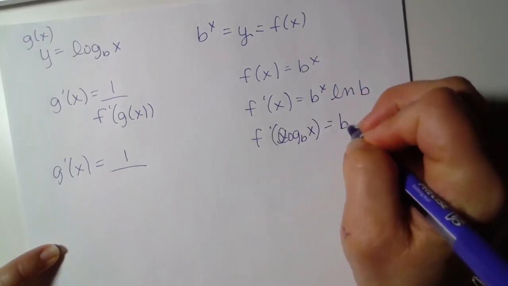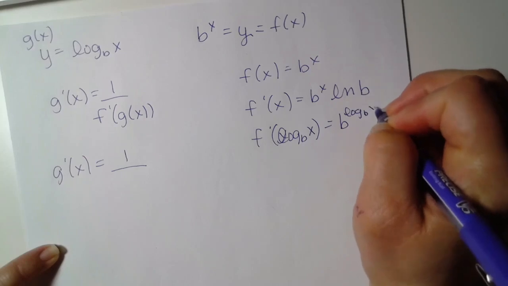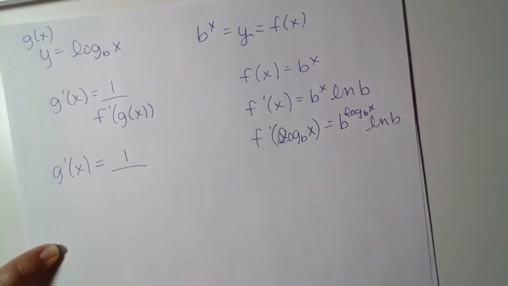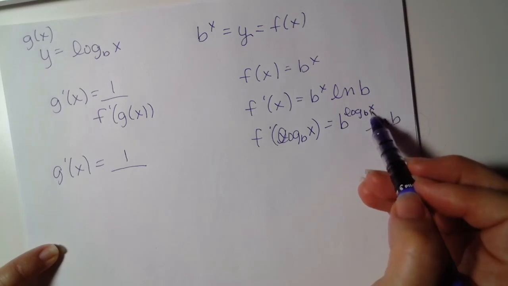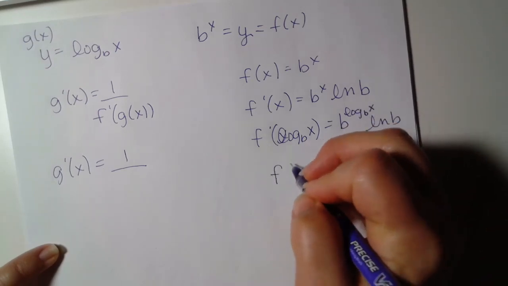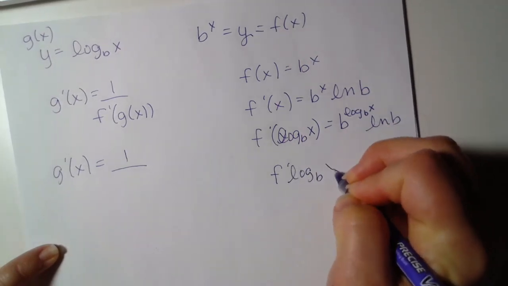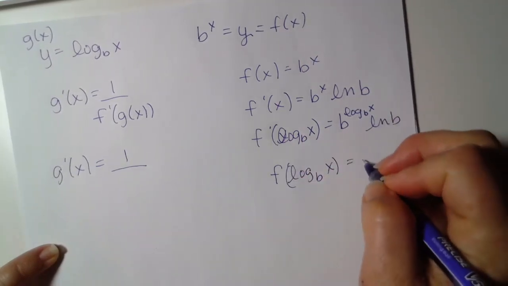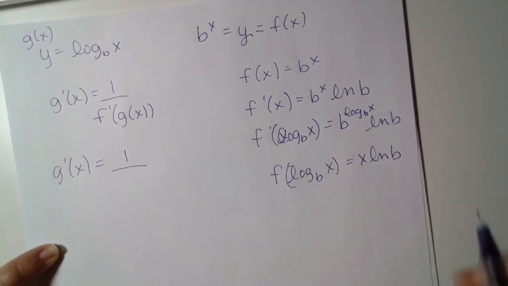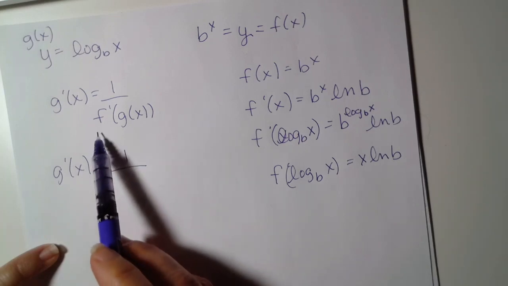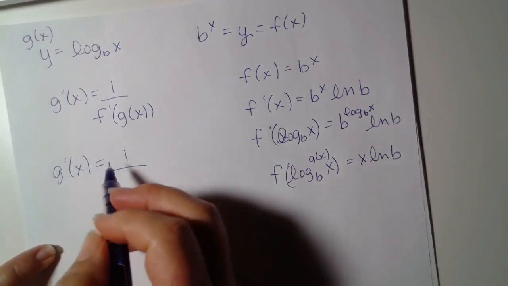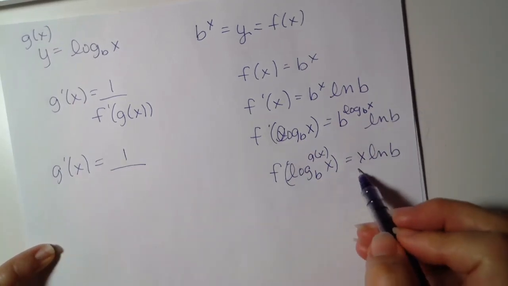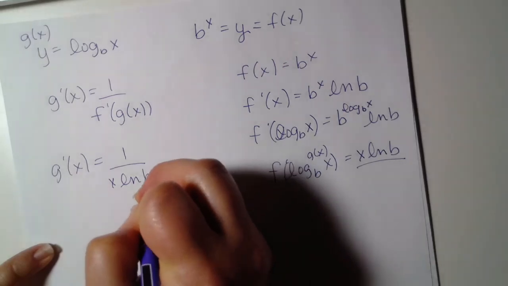So we have b to the log base b of x times ln b. And just like the e to the x, this is b to the log base b of x. This is also x. So my f prime of log base b of x is equal to just x ln b. Okay, so that means that now this is my f prime of g of x right here, right? Because this is my g of x in here. So basically this will be 1 over x ln b.